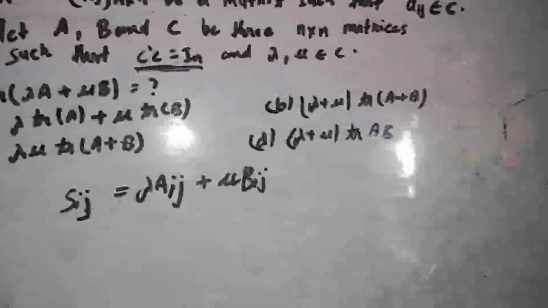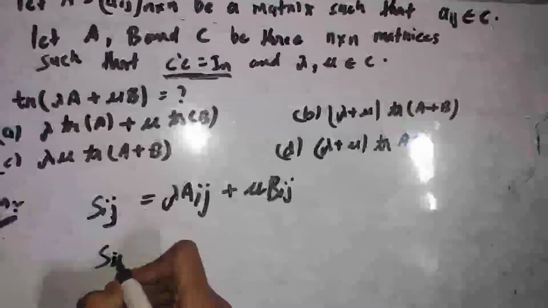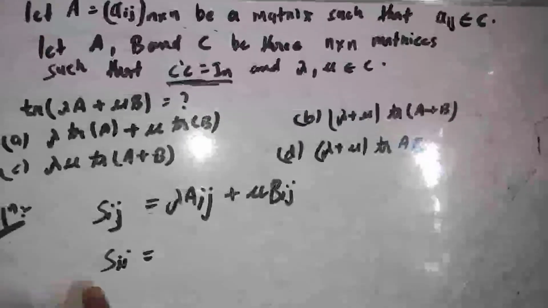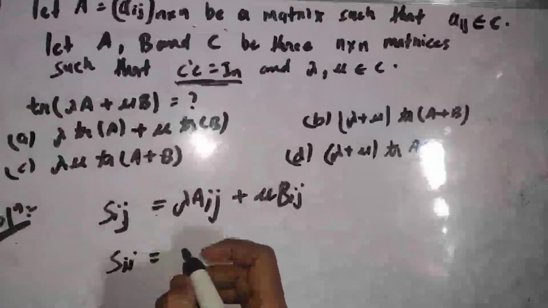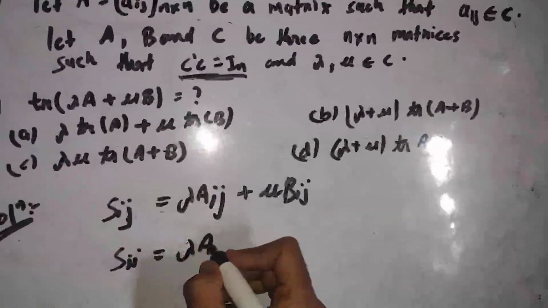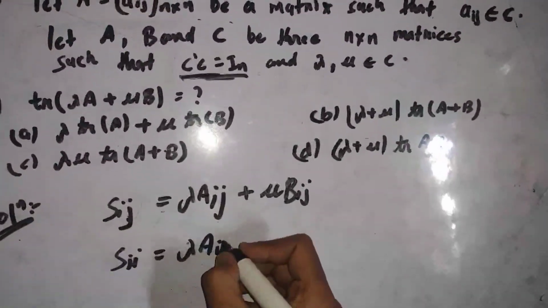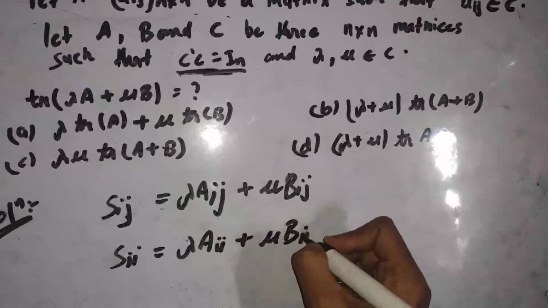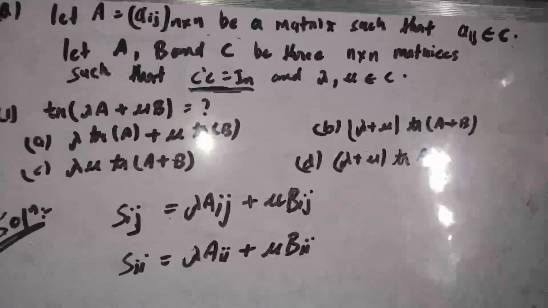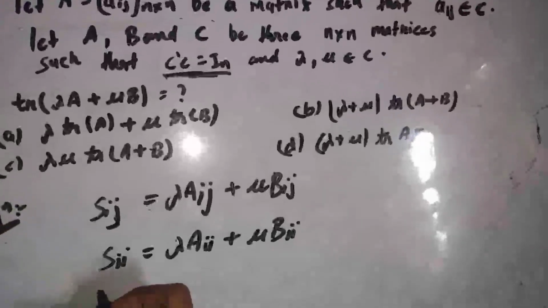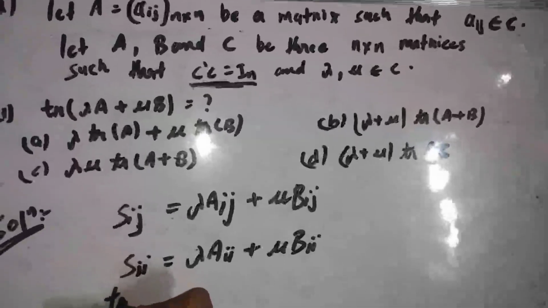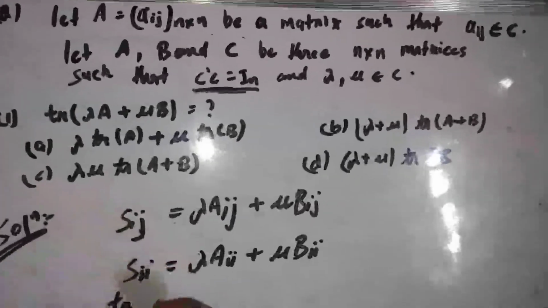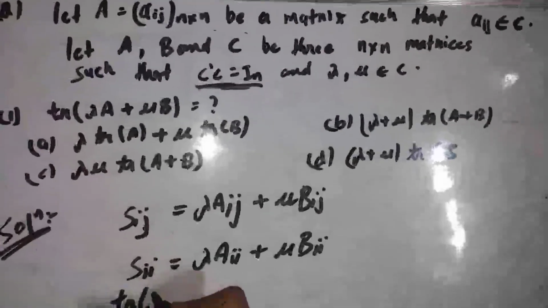Because Aij is equivalent to writing A. So how do you define the diagonal elements of this new matrix Sij? That will be equal to Sii, and that will be a result of summation of these two matrices: lambda Aii plus mu Bii. So the trace of this whole thing is the trace of Sij.